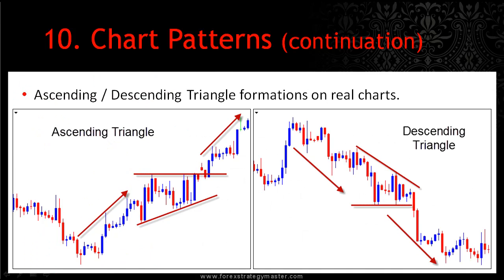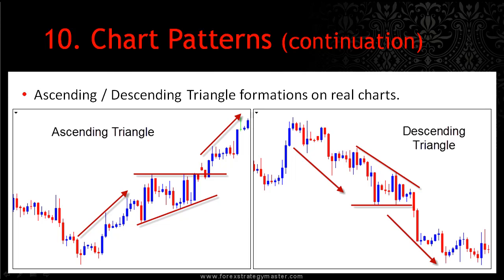Again, we're looking at live examples of both an ascending and descending triangle formation on real charts. On the left, we have an ascending triangle. The top edge is flat, and as we are approaching this edge, market has a difficult time breaking through it, but the bottom of the market is getting higher and higher. Finally, price breaks through this flat horizontal level of resistance and continues upwards.